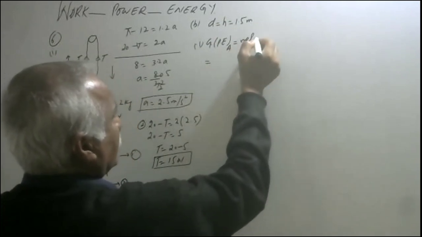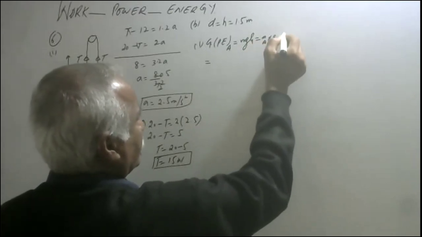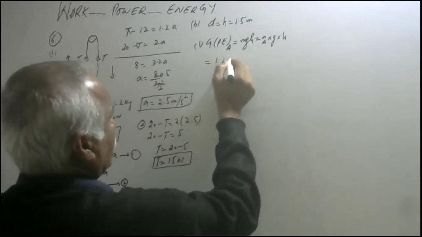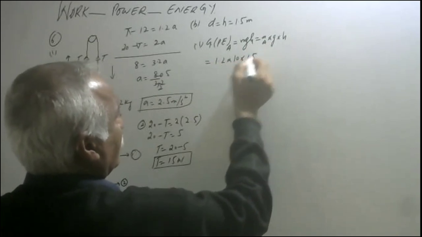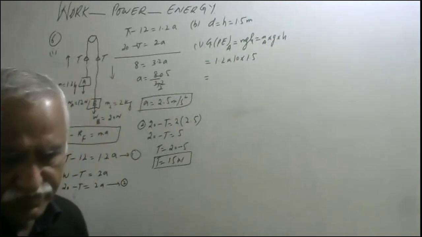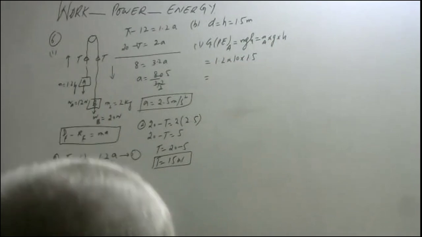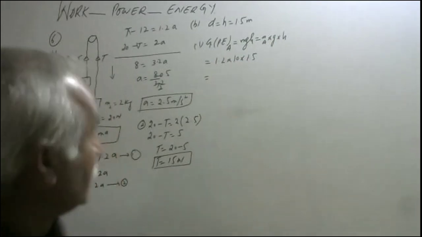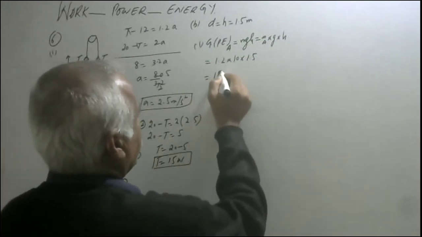So mass of that, or in simple words, mass of A into G into H. So mass of A is given there 1.2, G there is 10, and height there is 1.5 meter. And this is equal to 18 joules.